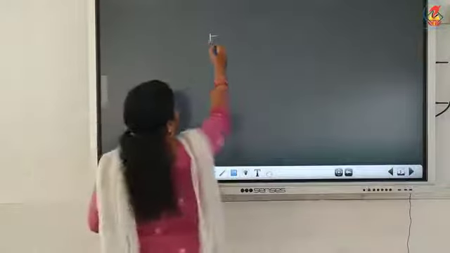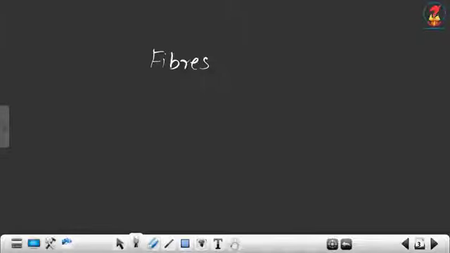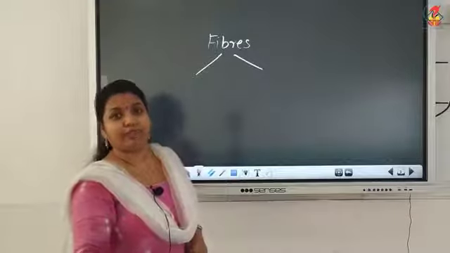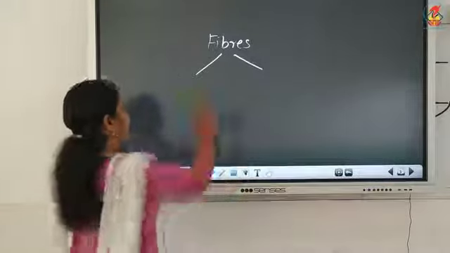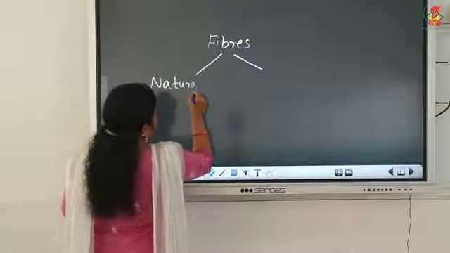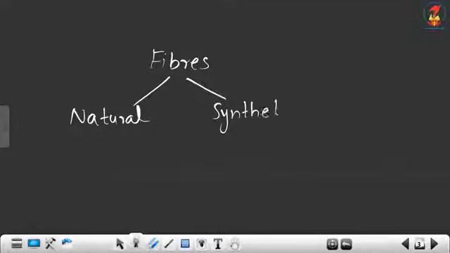In smaller classes, you have learned about fibers, isn't it? Let's see how fibers are classified. What are fibers? All cloth materials or all fabrics that we use are made up of fibers. Fibers make up fabrics. So fibers are classified into two types: natural fibers and synthetic fibers.